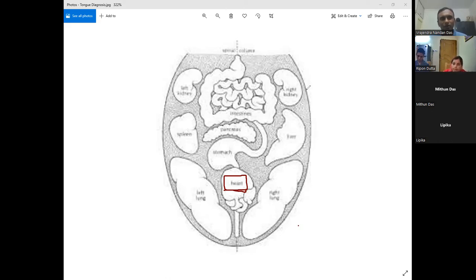So it is not that you have to use different medicines for different types of heart problems.